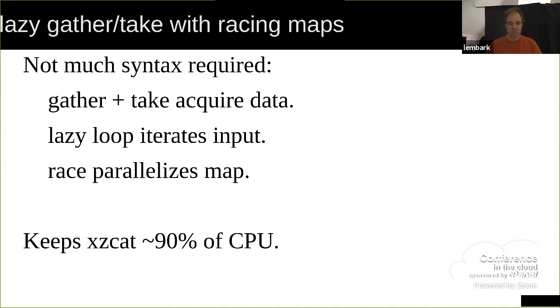So the point is, to get this done really doesn't take very much. The gather and take acquire data. The lazy loop iterates the input, and by using the lazy with the gather, allows me to stage the data in the stream. And the race allows me to parallelize the map in one step.